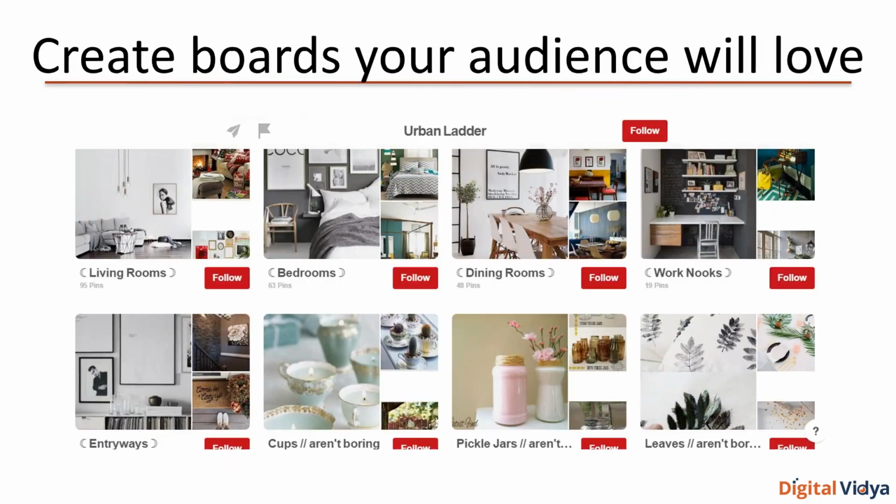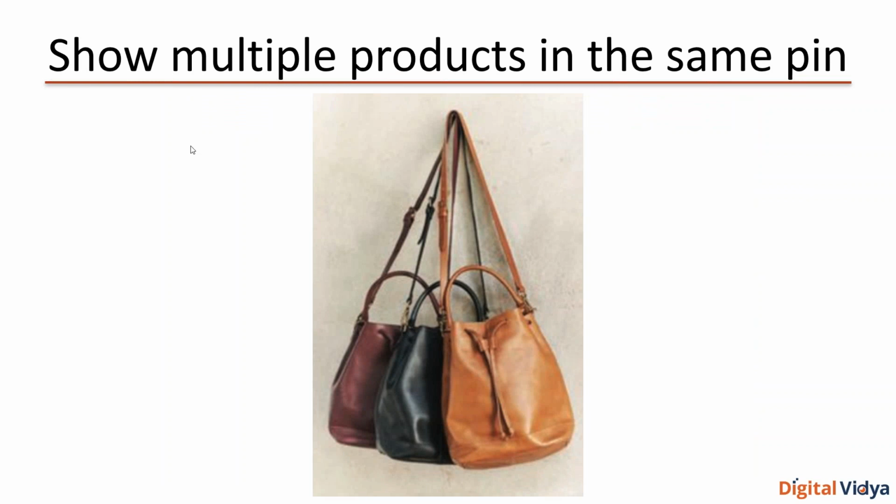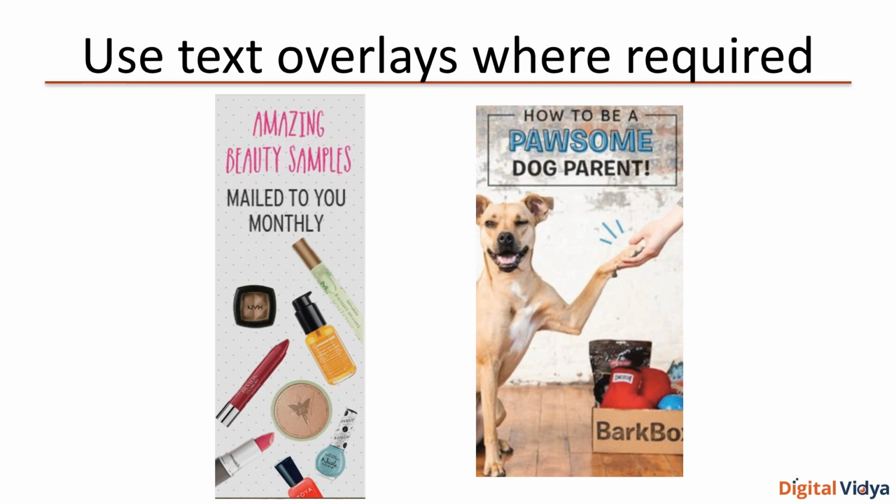So the first best practice for Pinterest is to create boards that your audience would love. We've seen a whole bunch of examples from different brands. Next is to use high quality pictures. Pinterest is a very visual platform. Whatever you post needs to be compelling and high quality. So that's something to keep in mind. If you're in e-commerce and you have multiple products, you can use multiple products or multiple types of the same products in one pin. So here, for example, if you have 3 colors of the same bag, you could showcase them in one pin itself. So people can make a choice, come to the website and make a purchase.